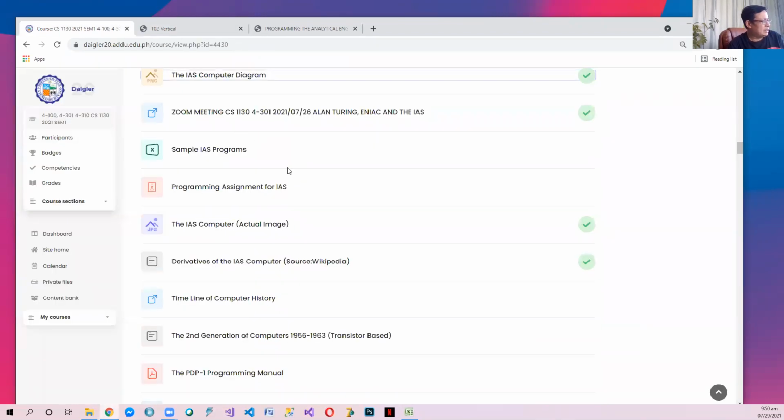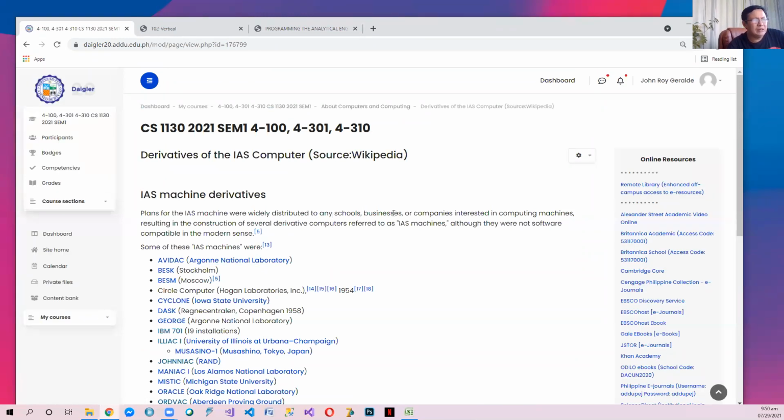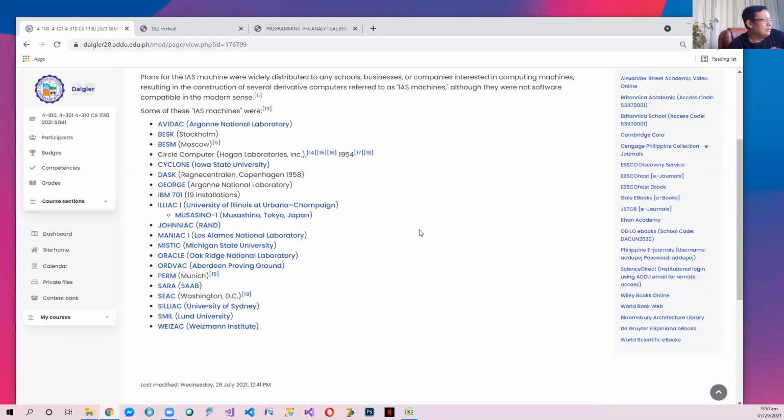Before we proceed with the discussion, how important is the IAS? Now, the IAS became the standard design. Even until now, it's the de facto concept, which means that all computers are based on the IAS architecture. So we have ADVDAC, which is lesser known.